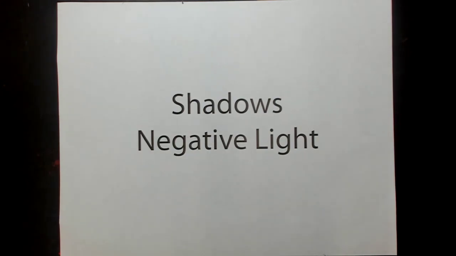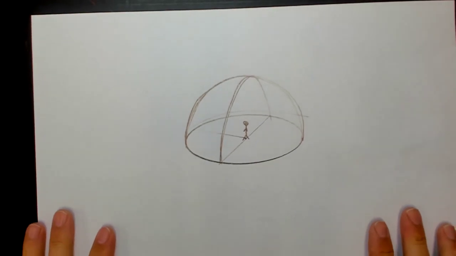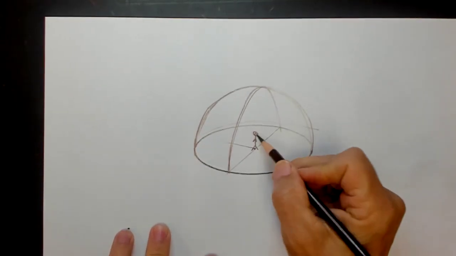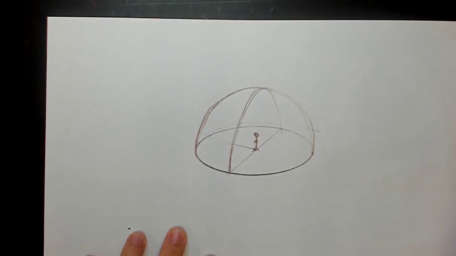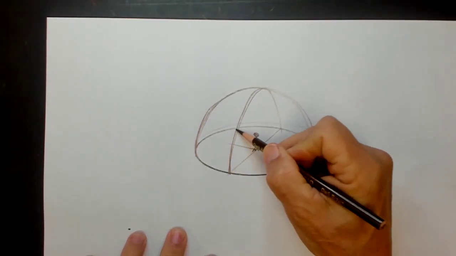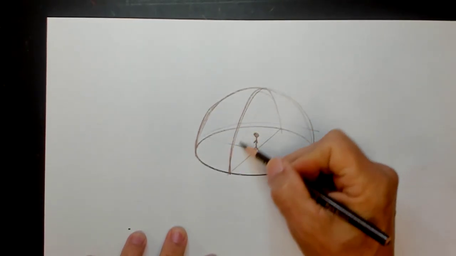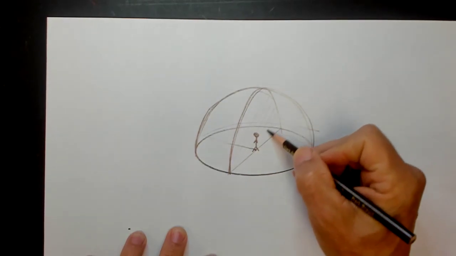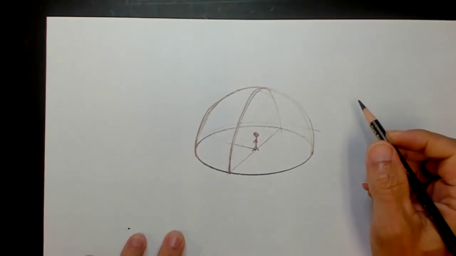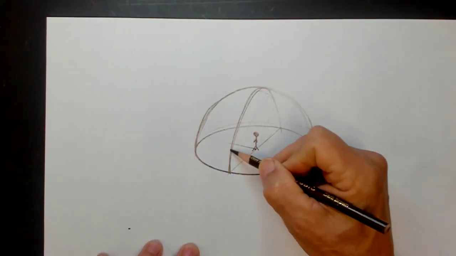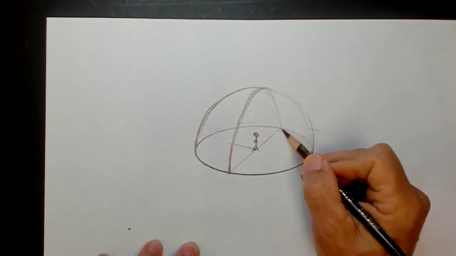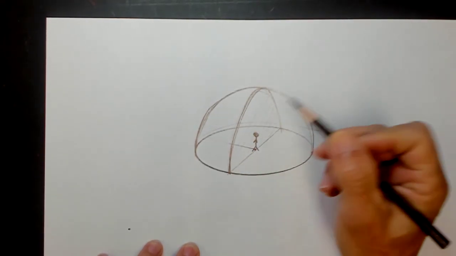Let's do negative light. So this is when the light source is behind the viewer. You have this drawing. Here's our viewer looking straight ahead. This plane here, that's this vertical section of this hemisphere. This is where, if the sun was along this plane, this would be the parallel light.